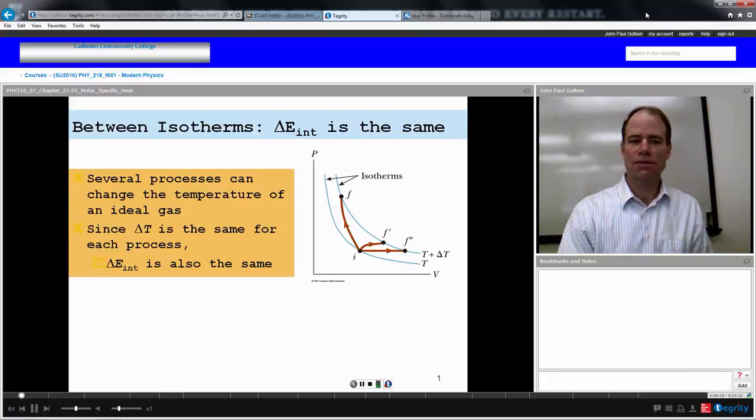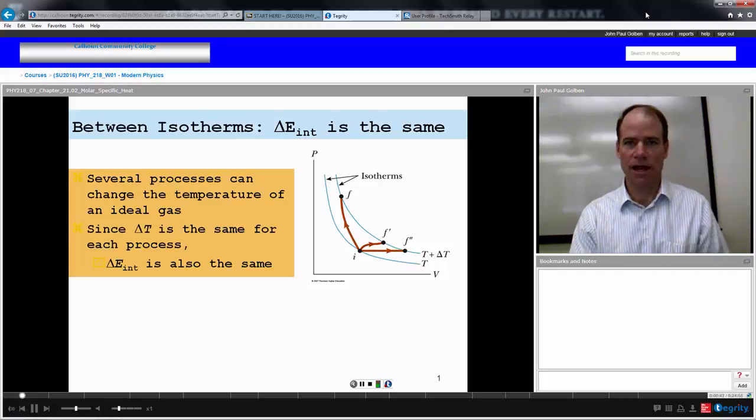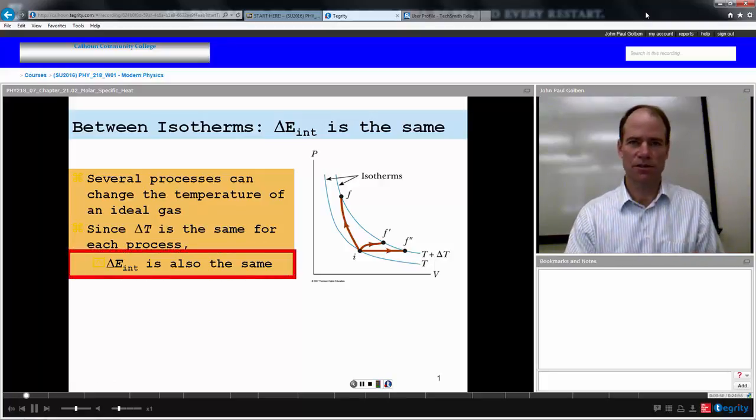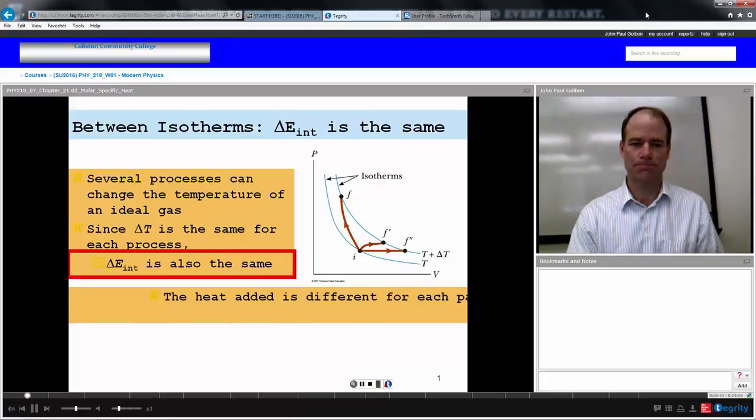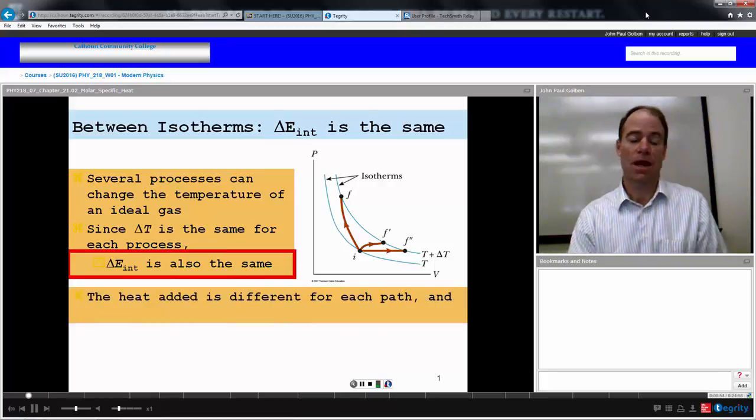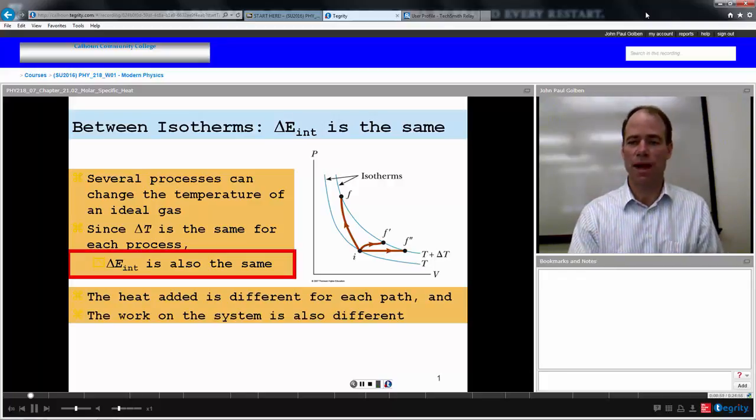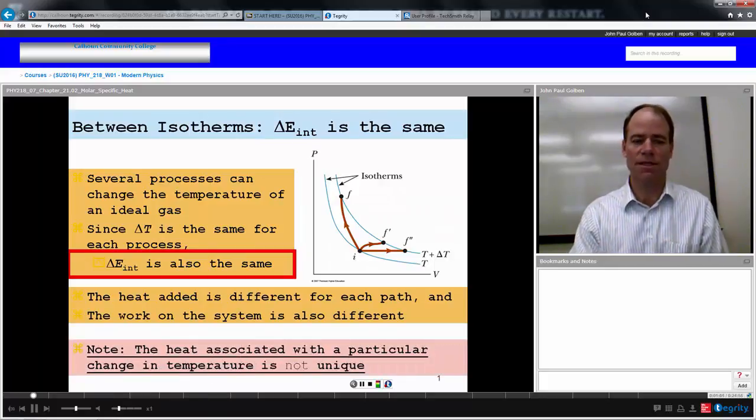There are several processes that can change the temperature and the state of a system, and for all these processes that would change between these states, our change in internal energy will be the same. However, the heat added could be different. It's going to be different for any particular path that we choose, and the work done on the system will also be different by the first law of thermodynamics.